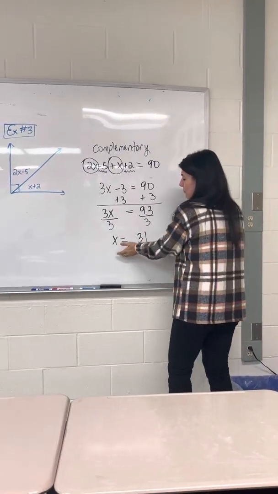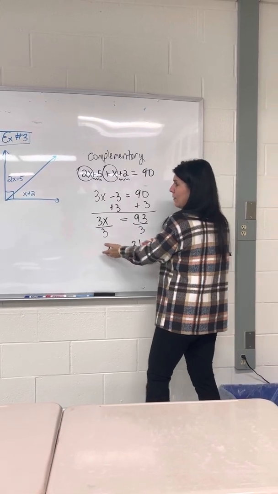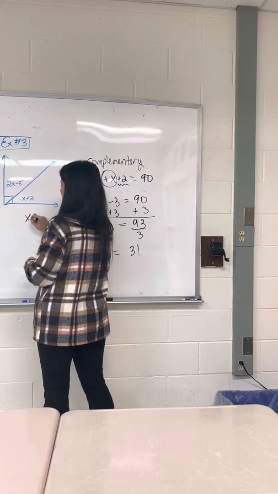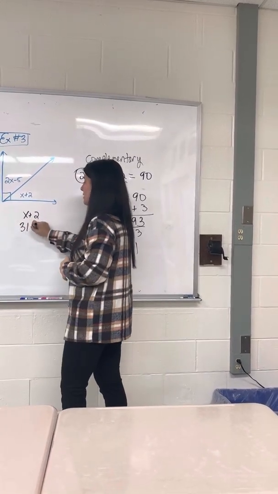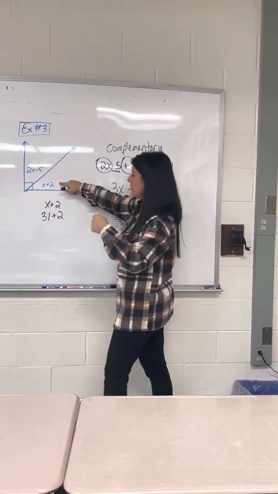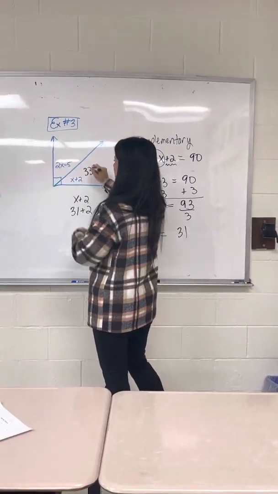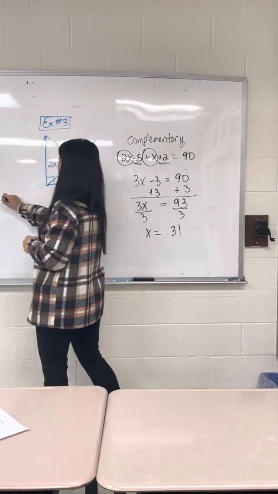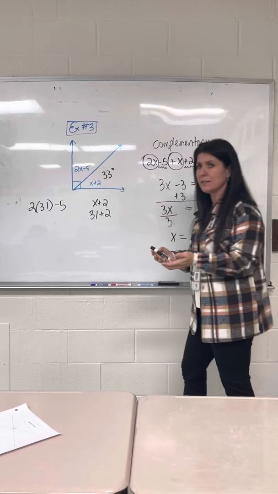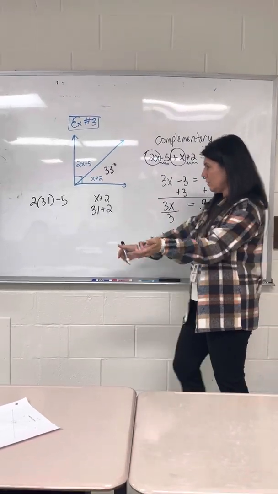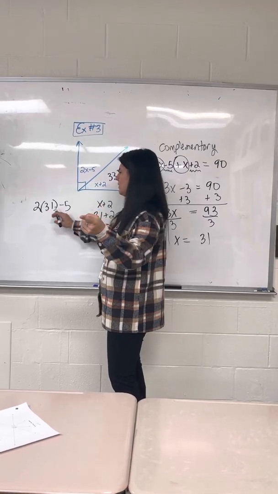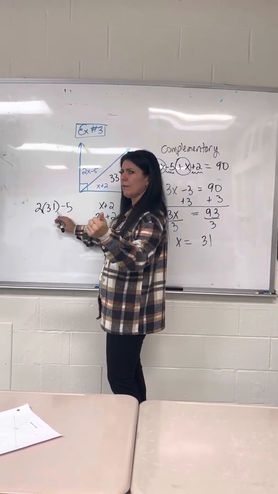So again, now that we know what x is, I can plug this back in. For this one, I have x plus 2. I now know that x is 31. So what's the measurement of that angle? 33 degrees. How about this one? I have 2 times 31 minus 5. Now that I know what x is, I can plug it in and use it. 2 times 31, who can do that in your head? 62. 62 minus 5? 57. Good job.